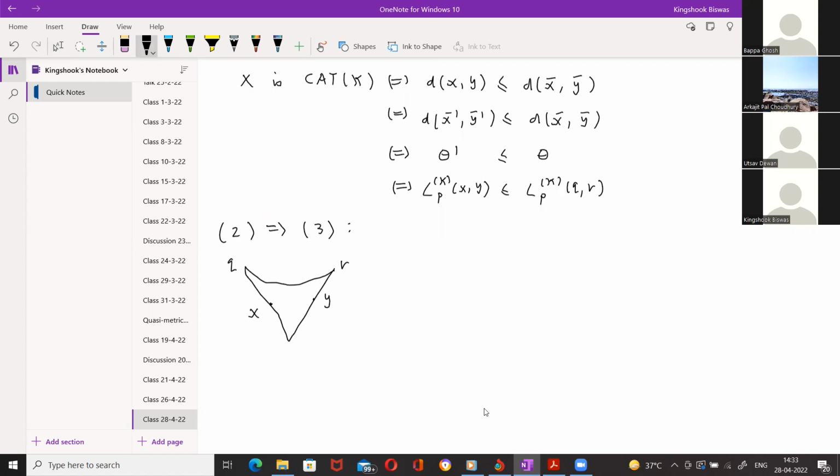I form, well, 3 triangles really. So one triangle is going to be a comparison triangle for, okay, let me do this properly. I already have my comparison triangle for PQR. So this is P. I already have P bar, Q bar, R bar. Then I have a smaller comparison triangle.